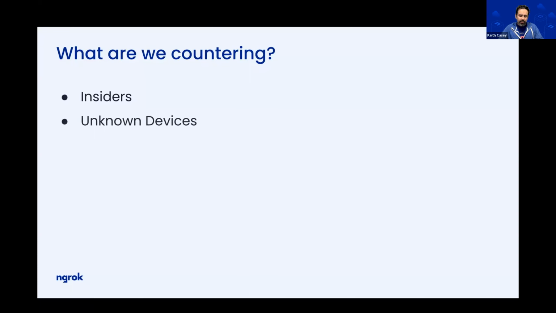Next up, we are countering unknown devices. Not surprisingly, everyone uses their own device to connect to things within our networks, within our systems, within our apps. I think at ngrok, I'm one of the exceptions, and I don't have my email on my phone. I have Slack though, and frankly, it's freeing.